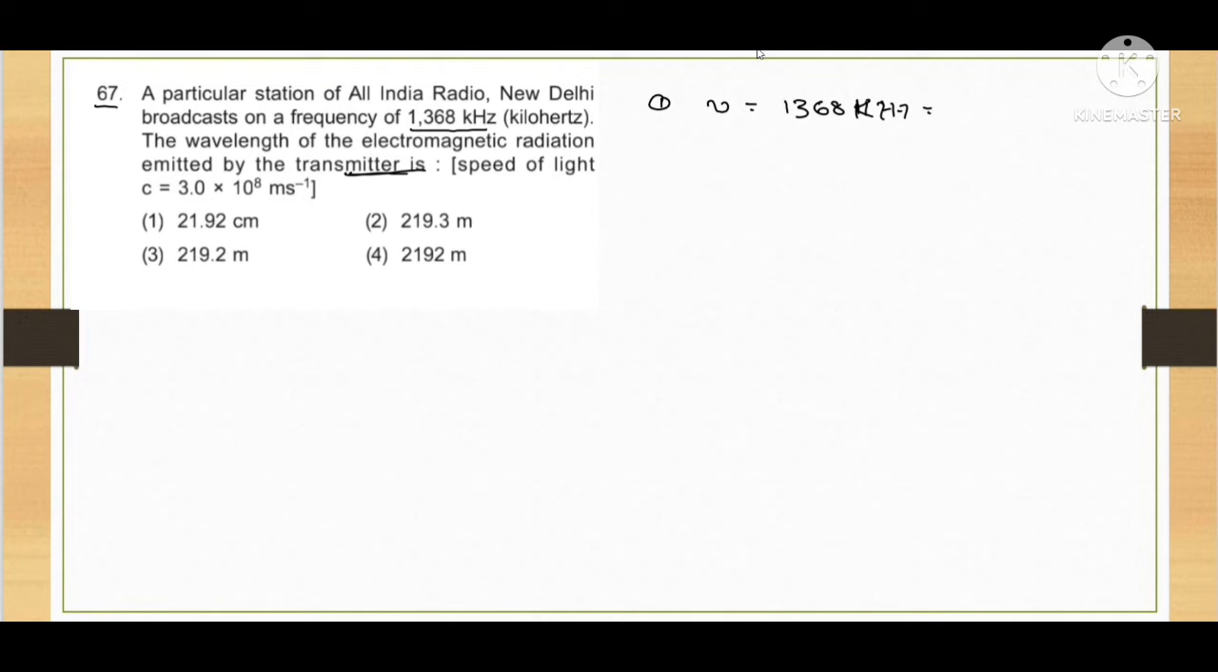Convert kilohertz to second inverse. That means kilo means 10 cube. That gives rise to 1368 into 10 cube second inverse. Also given the speed of light c equal to 3 into 10 power 8 meters second inverse. Here they ask for lambda. What is the value of lambda?